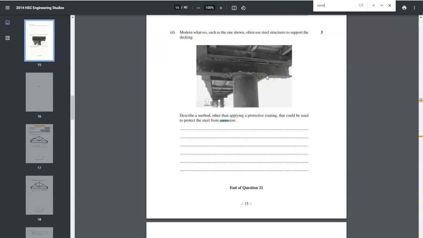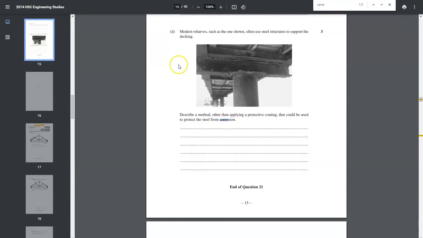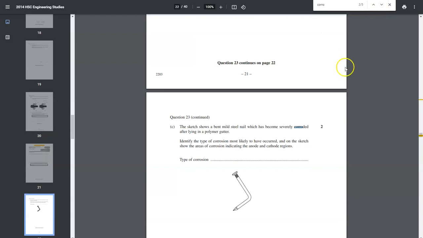This is from the 2014 paper. It says, other than applying a protective coating, what can we do to protect the steel from corrosion? Well, we haven't really talked about how we're going to protect things from corrosion yet, so we're going to go to the next question, which is here.